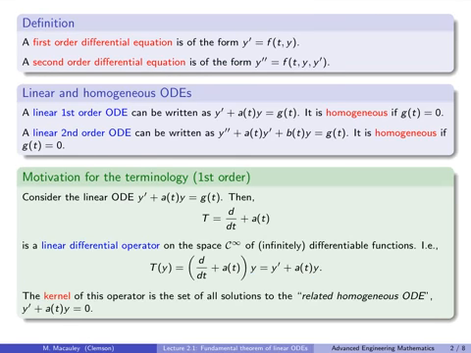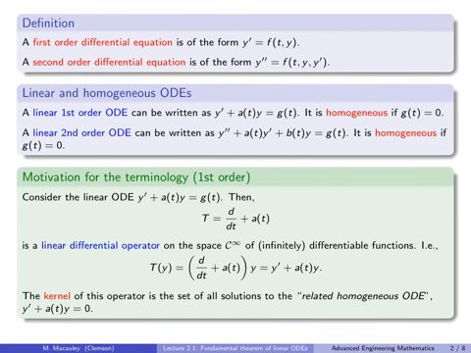While we're on the topic of this linear differential operator T, notice that the kernel of the operator is the set of all solutions to the related homogeneous ODE. By that I mean take the original ODE, which is up here, and set g of t equal to 0. So this is inhomogeneous, and if we set the right-hand side equal to 0, we get a homogeneous ODE.